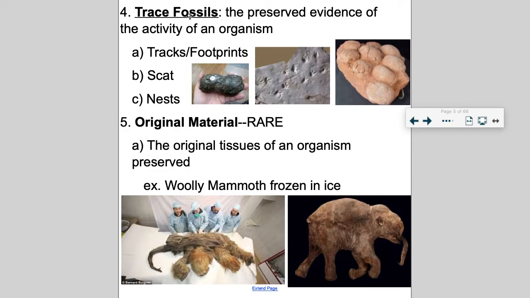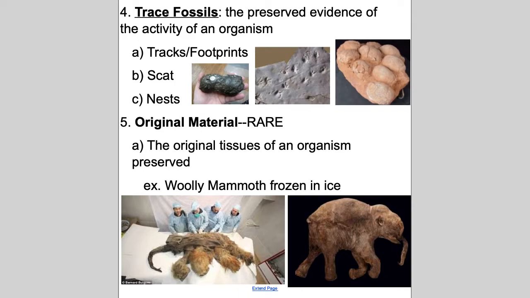Scat is poop. Yum. Okay, fossilized poop. And you can buy scat on eBay. Yeah. You know what? Here, let me just prove it to you. I'm pretty sure you could probably find dinosaur scat, or I don't know, maybe not dinosaur. Let's just see what we can find on eBay with scat.